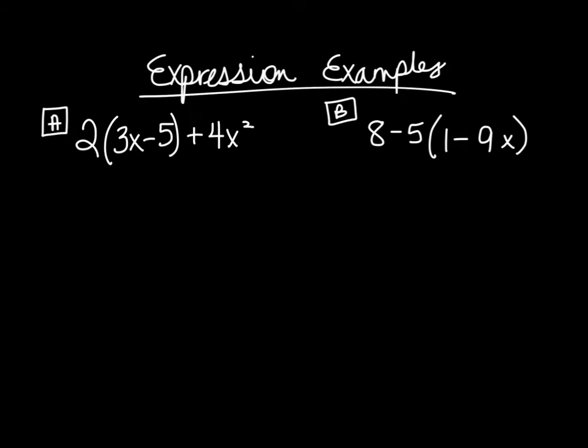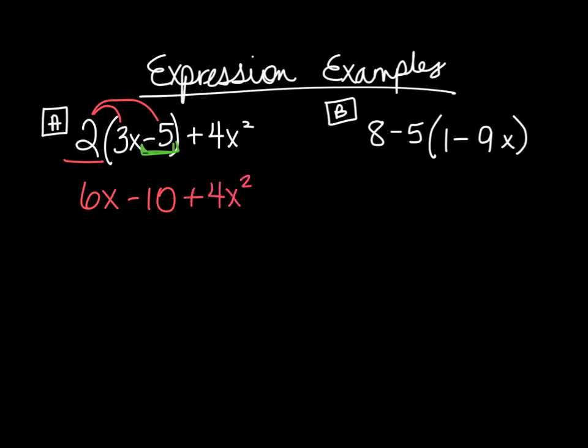All right, so example A here for expressions. Distributive property we know to do when we see parentheses here, and all distributive property tells us to do is to multiply whatever number we have in the front. So we're going to do 2 times 3x. That's going to give us 6x. 2 times, when I look at this number, you need to start seeing this as negative 5, not minus 5. So 2 times negative 5 there is going to be negative 10 plus 4x squared.